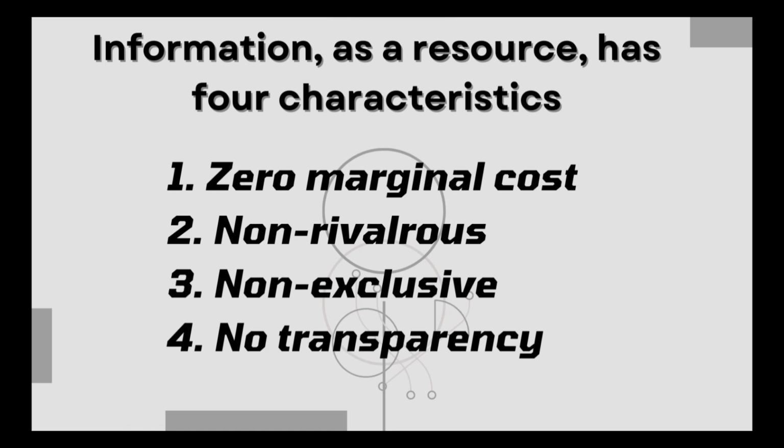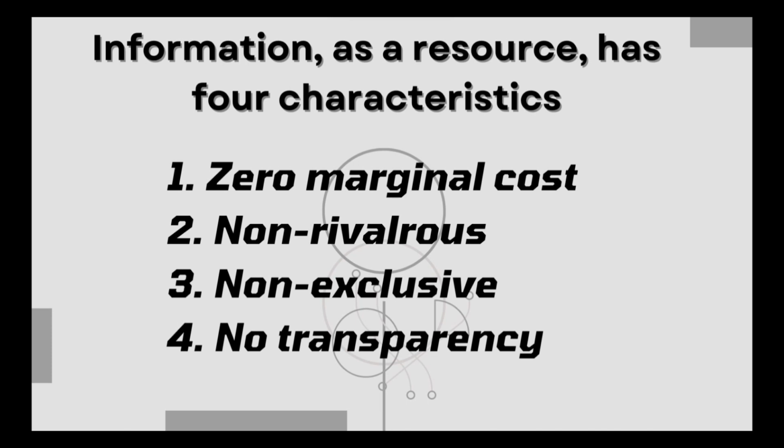There are 4 characteristics of information as a resource. The first one is zero marginal cost. The second one is non-rivalrous. Number 3, non-exclusive. And number 4, no transparency. So the first one is zero marginal cost. The cost of producing the first copy of information may be substantial, but the cost of producing or reproducing additional copies is negligible.